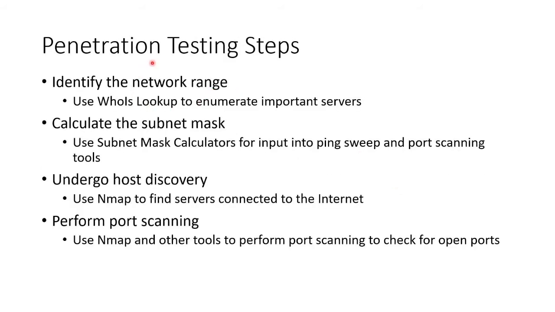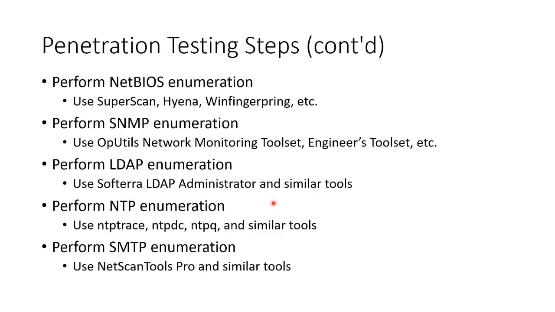So you identify the network range. You figure out, if you need to, the subnet masks so you can ping sweep and port scan. You discover the hosts, and you identify and fingerprint the hosts and the services. And you look for open ports and identify those services. You will do NetBIOS enumeration, SNMP enumeration, LDAP, NTP, SMTP, DNS, and whatever you can think of, all those protocols.